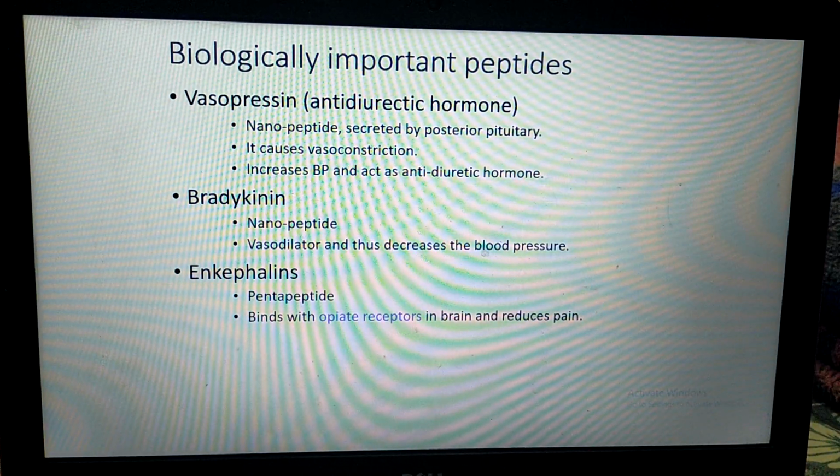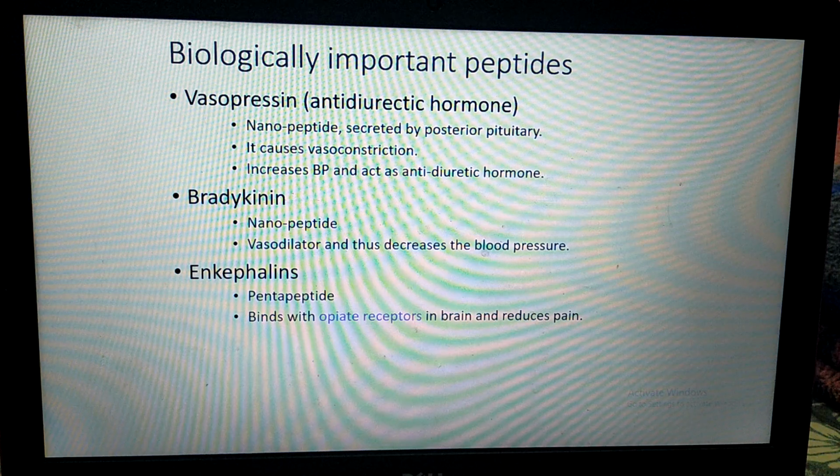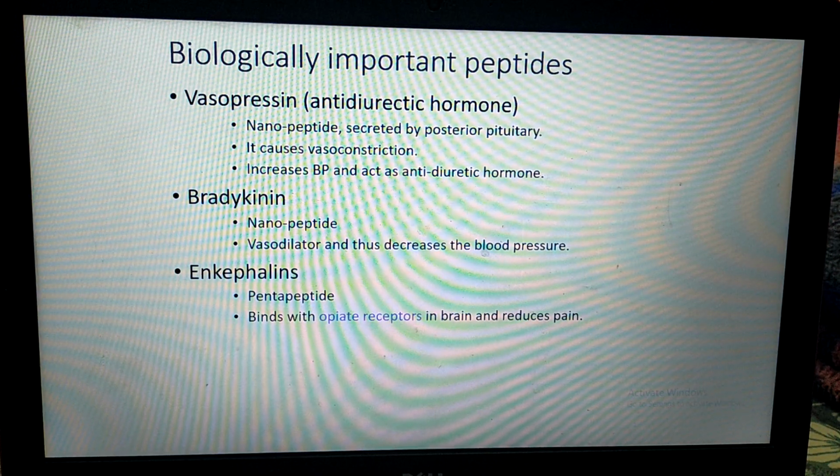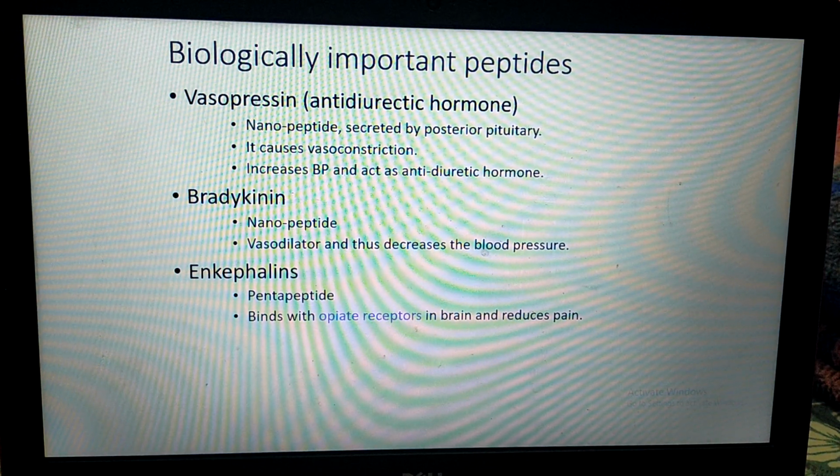Next is vasopressin. It is also called antidiuretic hormone. It is synthesized by the hypothalamus and stored in the posterior pituitary gland. It is a nonapeptide, released by the posterior pituitary gland. As the name suggests, it causes vasoconstriction. Vaso means blood vessels and constriction means narrowing of the lumens of the blood vessels. So it acts on small blood vessels and causes a decrease in the diameter of these blood vessels.